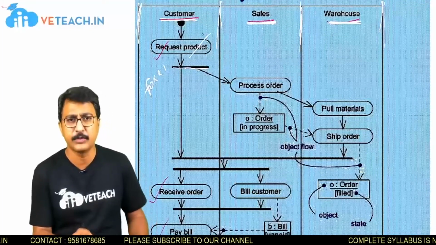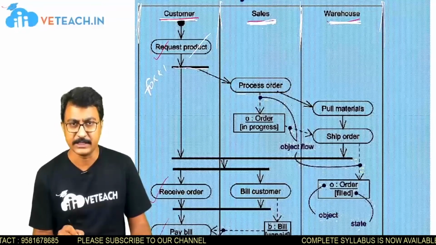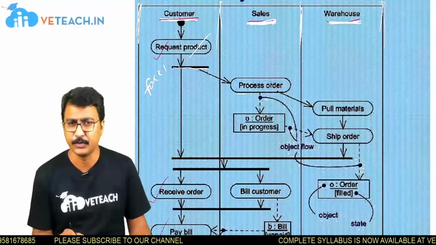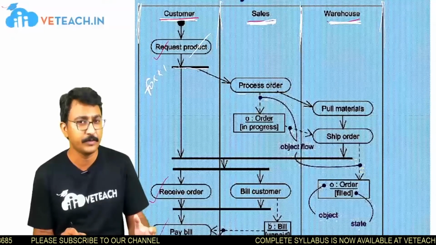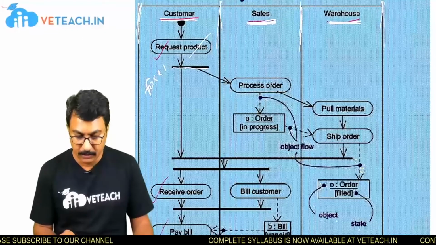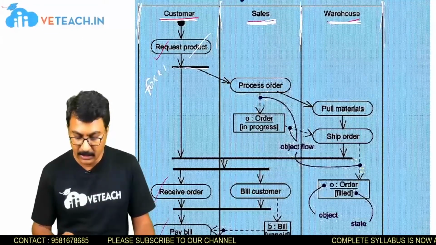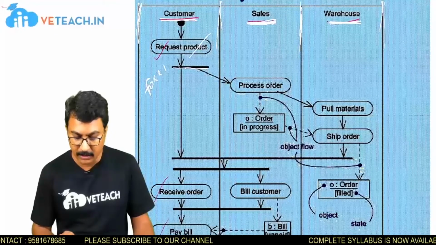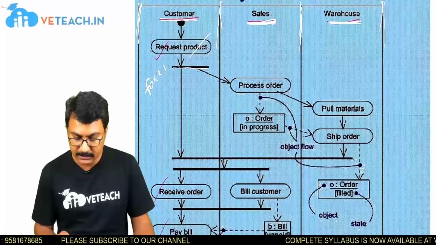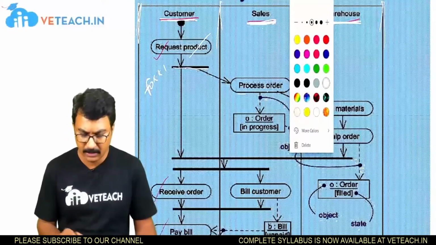Yes, the requested product order should be processed by sales, whether it is available, not available, possible to ship, not possible to ship. There are so many cases which are handled by the sales. So the process order has been processed, and as I see, there is a control here indicating that there is some object created here. What is the object here created?